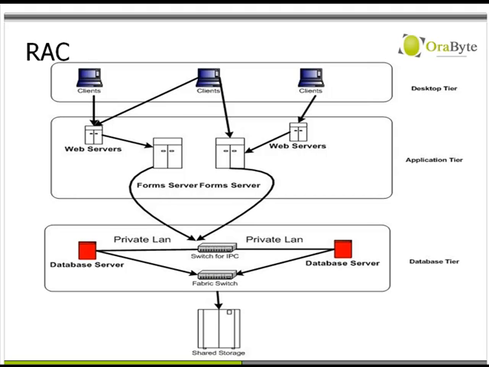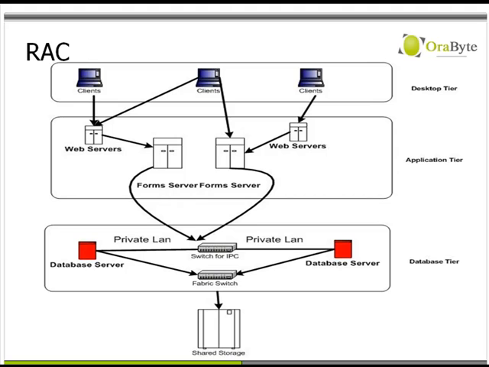And here the fabric switch is where it gets connected. It's a fiber channel and it goes to the SAN. Between the two nodes, we also show a private interconnect. This is typically a 1 gigabit switch. This is used for a technology called cache fusion.